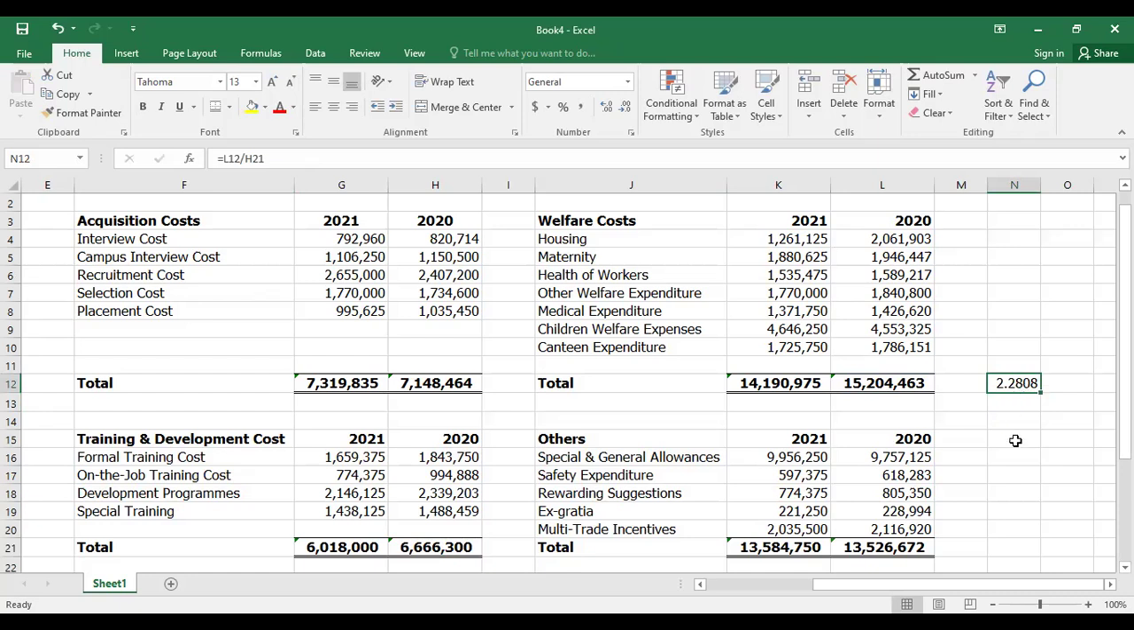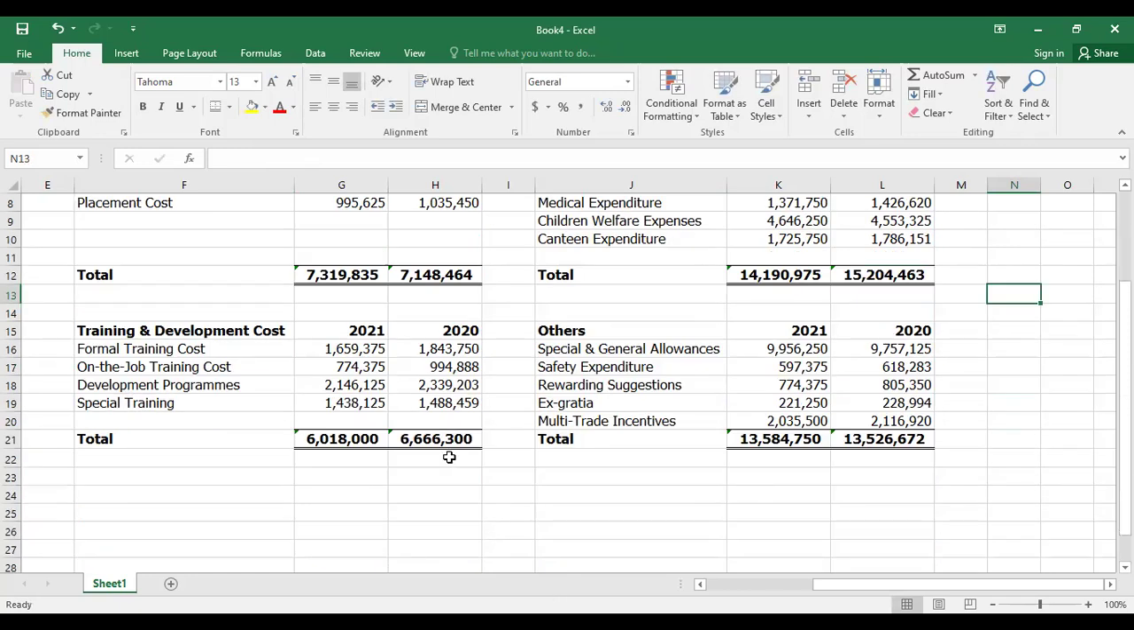And of course, this is further compounded by a decline in training and development between 2020 and 2021. And the amount fell by, yes, it fell by, let's do the computation so that it can be clear. It fell by, let's increase the decimal.